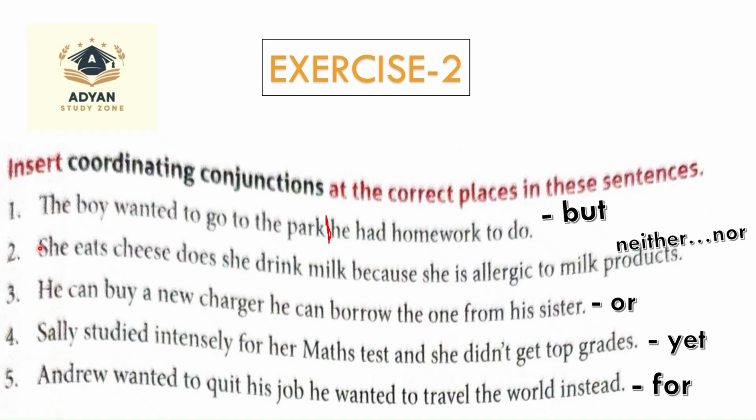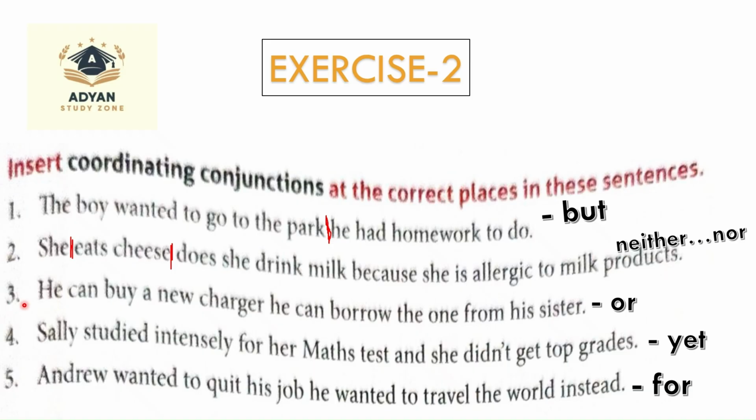We will read again. The boy wanted to go to the park, but he had homework to do. Second is, she eats cheese. Does she drink milk because she is allergic to milk products? We will use the word neither or nor, and it will be placed here. She neither eats cheese nor does she drink milk because she is allergic to milk products.